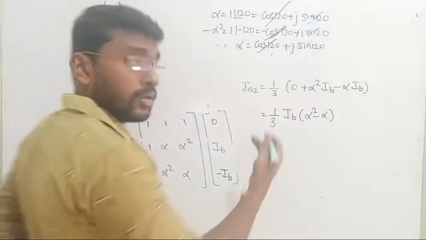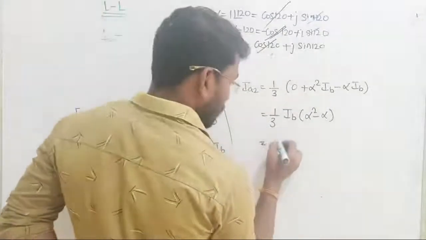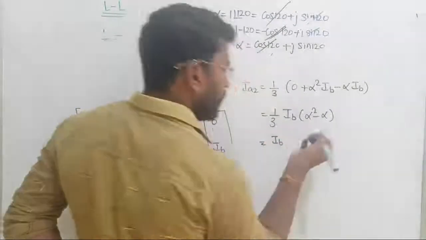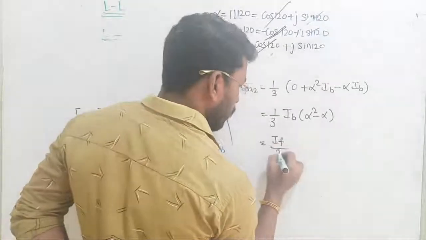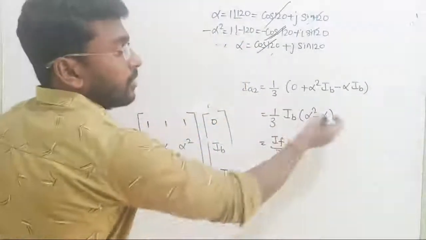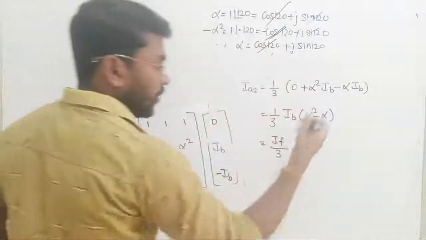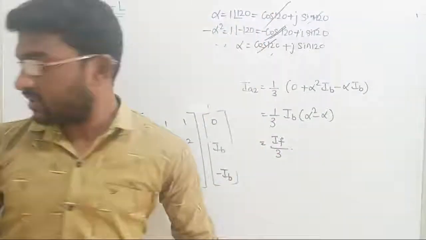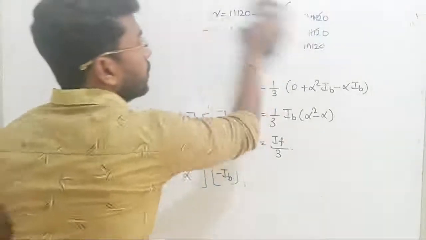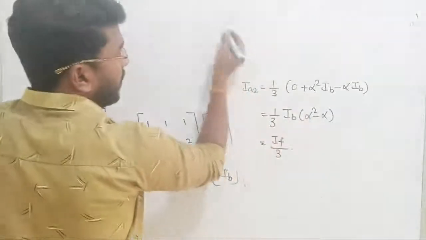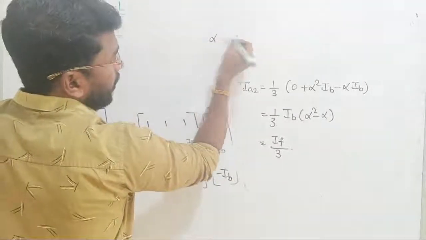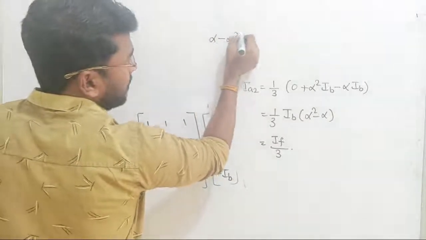Shall we proceed further? Next we are going to consider IB by 3. Yes, IB, of course, is going to be the fault current only. I know that one. We will see alpha square minus alpha. This is the opposite of the earlier one, we know. For an understanding, let me rub these things and write once again, just to bring out the relation between these two, such that alpha square minus alpha. We know alpha can be written as, let me write, alpha minus alpha square.